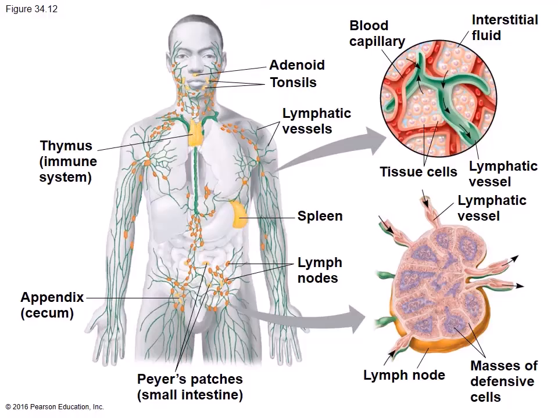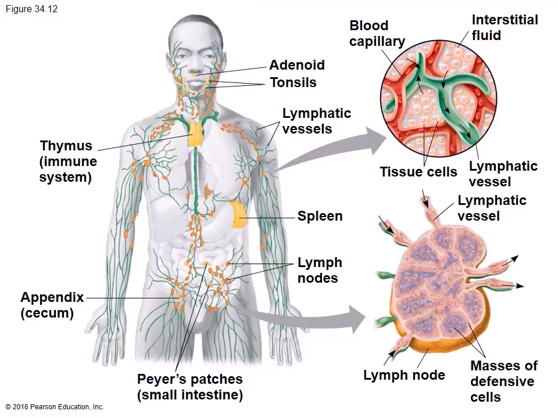And then on the top right, they're showing you the lymphatic vessels with their valves, and they describe them as blind-ended tubes. So they have an end to the tubes. They're not all connected in a loop like the circulatory system is. And then at the bottom on the right hand side, you've got a lymph node.